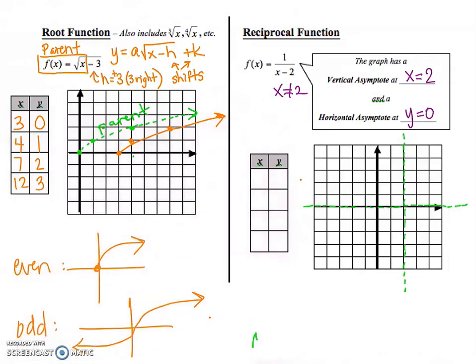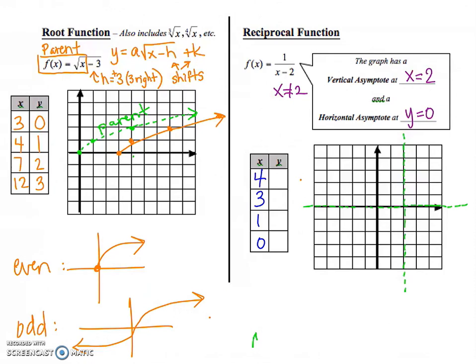So I'm going to choose x values. Obviously, I'm not going to choose x equals 2, but I'm going to choose x values on the left side of my asymptote and on the right side of my asymptote. I'm going to keep it simple, though. So how about if I just do 4 and 3 on the right side of my vertical asymptote, and I'll do 1 and 0 on the left side of my asymptote.